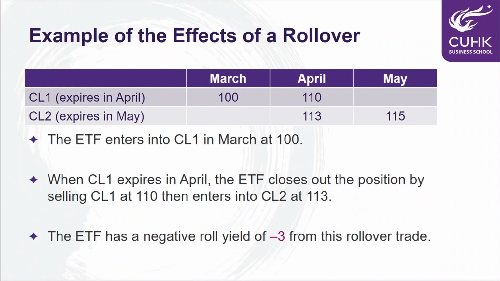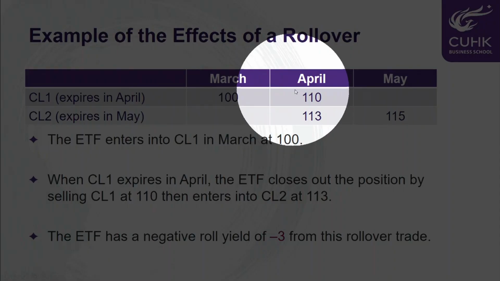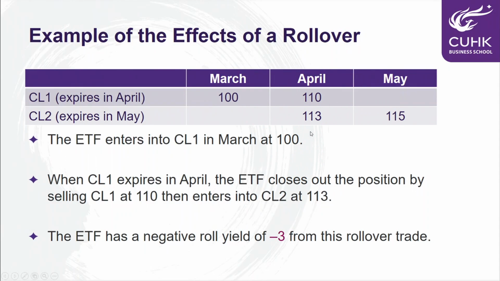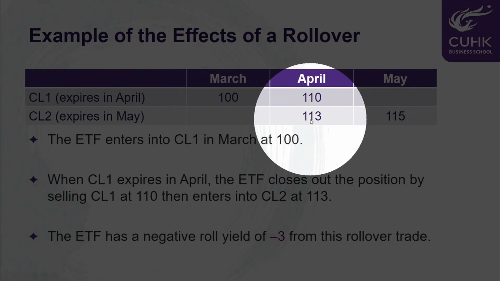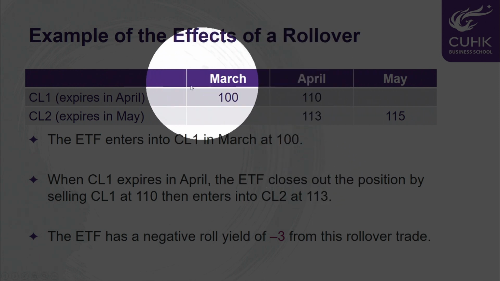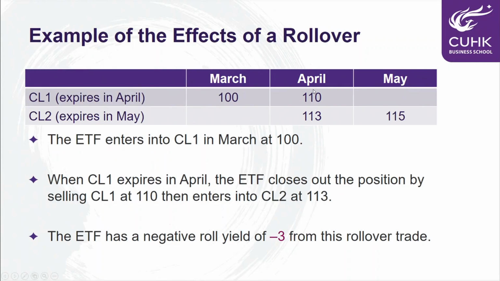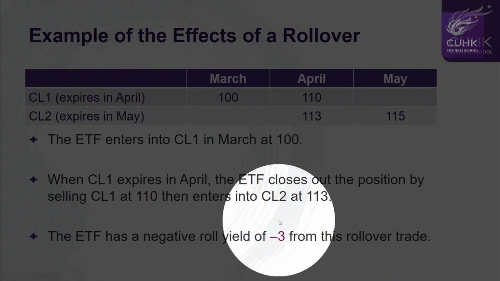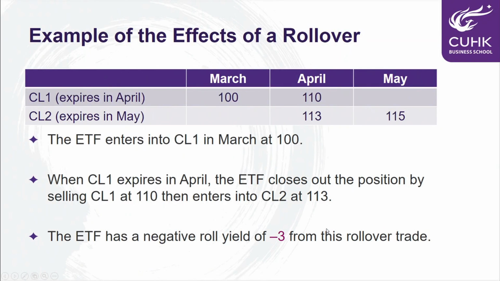Now, near April, we need to roll over this contract, right? Because this contract is going to expire in April. So what this fund does is roll over to the next nearby contract, the second contract. But for the second contract, because of the contango pattern, the futures price is higher than the present price. Just like in our example here, in April, the second contract price is 113, and for the first contract in April, the price is 110. So when you do this rollover, you have to sell at 110 and then buy at 113. With this transaction, you incur a so-called negative roll yield of -3, because you sell at 110 and buy at 113.